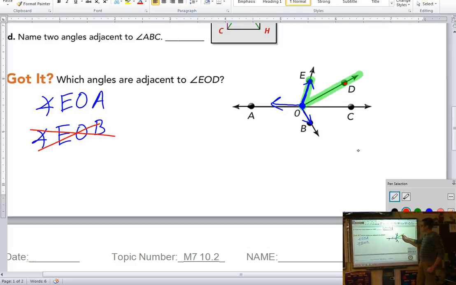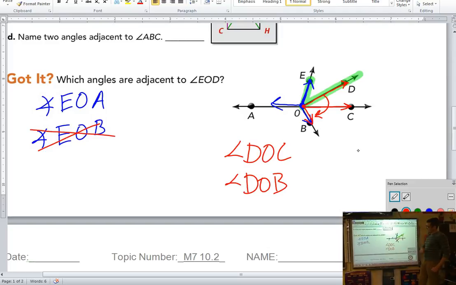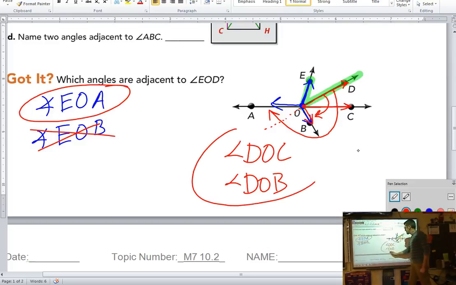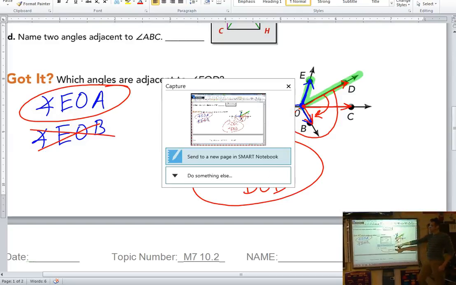If I use DO, so D is the end of my ray, I can use DOC, or I could use DOB, because that is still under 180. And if I try to use DOA, that's where it starts to fall apart, because my straight line would be right here, so that goes past my straight angle. DOA would actually come this direction, so we can't use that, because again, they'd be overlapping. But I've got three choices: EOA, DOC, and DOB. All of those are adjacent to our start angle of EOD.